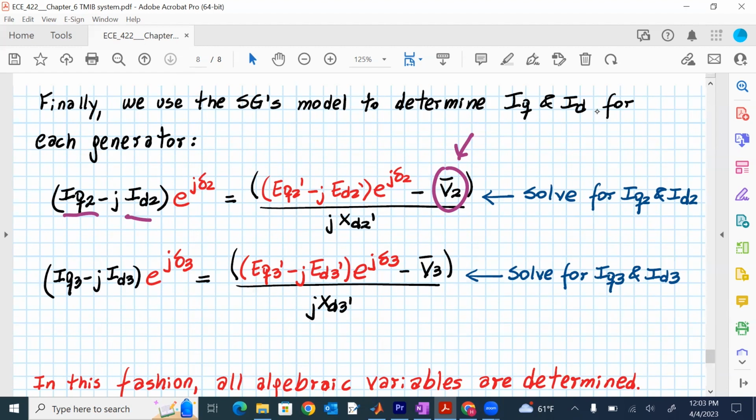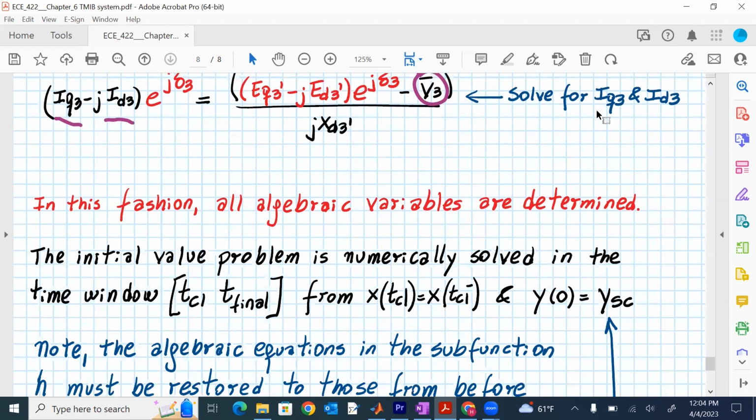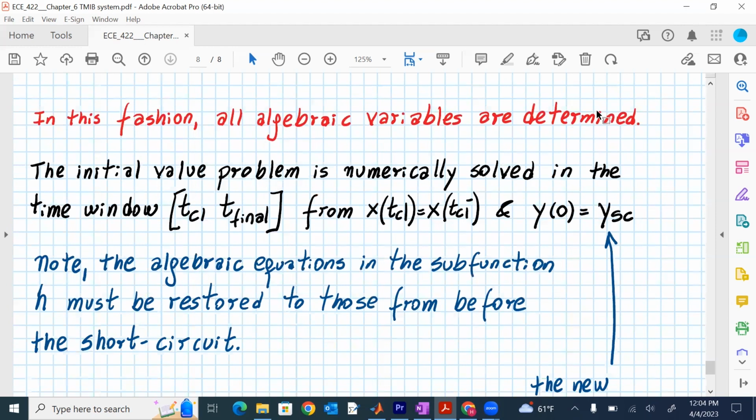For the synchronous generator 3, the equation is no different from the equation we used before, because V3 was different from 0, and once again here, voltage V3 will be different from 0. So by solving this equation, we can determine the D and Q components of the current at generator 3. At the end of these steps, we will be able to determine all algebraic variables, and then we can solve the initial value problem in a window of time from the clearing time to a final time for simulation. It can be 10 seconds, 30 seconds, whatever we pick.